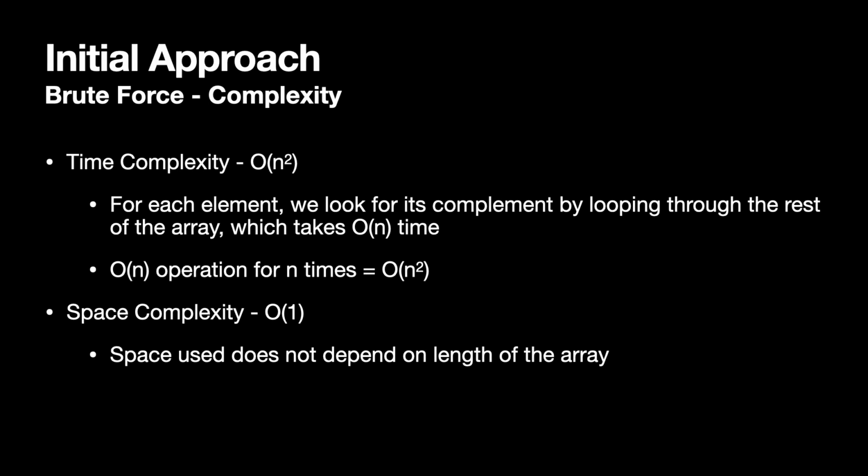At this point, we can examine the time and space complexity of our solution. The time complexity of this solution would be O of n squared. This is because for each element in the array, we look for its complement by looping through the rest of the array, something which takes O of n time. The space complexity will be O of 1, or constant, as we don't use any additional data structures whose space requirement depends on the length of the array. The space complexity of our initial approach is great, but the time complexity not so much.